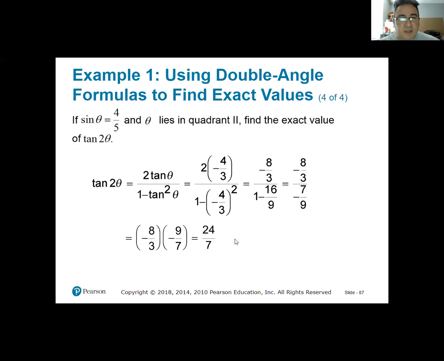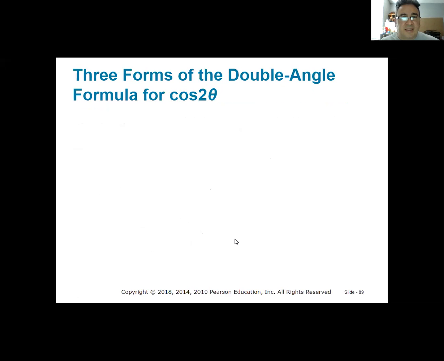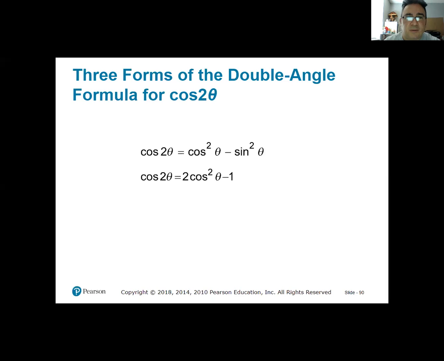All right, next one. Sine, cosine, and tangent. So the double angle formula has 3 different forms. One we already used, right? What was the first one that we used? That was that one, right? Cosine of 2 theta is equal to cosine squared theta minus sine squared theta. Cosine of 2 theta equals 2 cosine squared theta minus 1. And cosine of 2 theta equals 1 minus 2 sine squared theta.